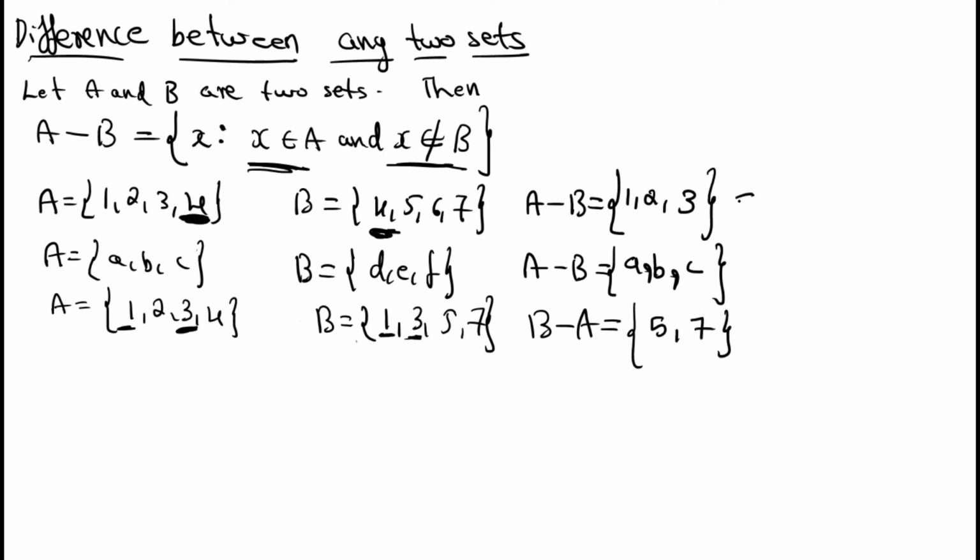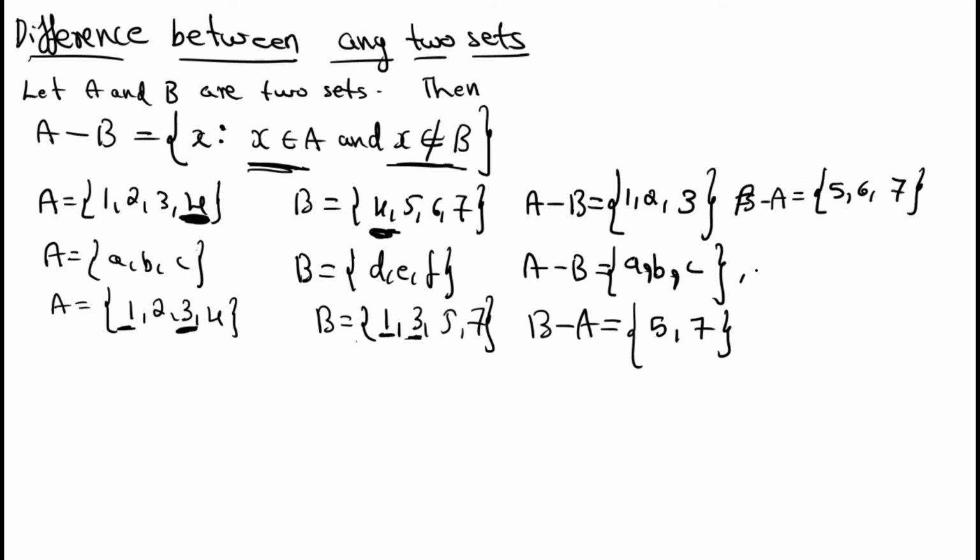Okay. In the above example, what is B difference A? B difference A is equal to elements of B which are not in A. Here only 4 is in A, right? Write the remaining elements, that is 5, 6, 7.